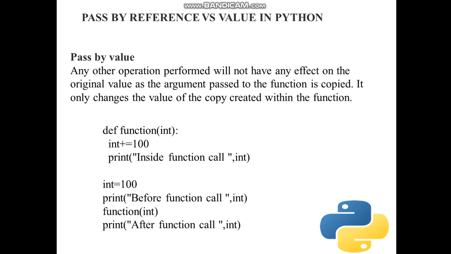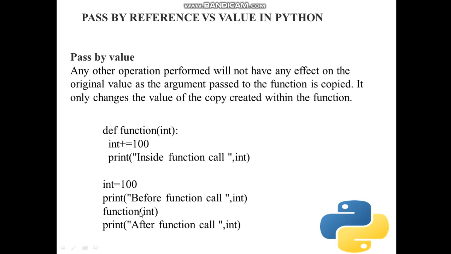For example, see, I'm writing a function and I'm writing int equals int plus 100. That means whatever integer you pass, the function will add 100 to it. Okay, and then it is going to print that integer. Clear? Next, in my code, I'm writing int equals 100. Now I am writing print before function call, int. What value will it print? It will print 100, correct?